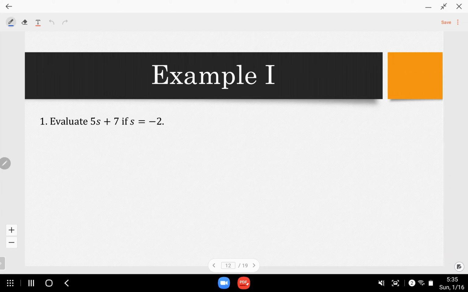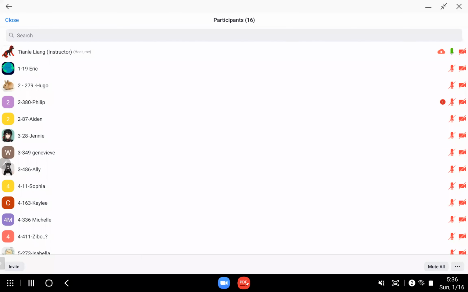All right, so our first one here is example 1. Basically, we're going to evaluate this. I also had some evaluation problems in the homework, and this is how you do it. We have s in this expression right here, and s is equal to -2. I made it so you guys can unmute yourselves and chat.